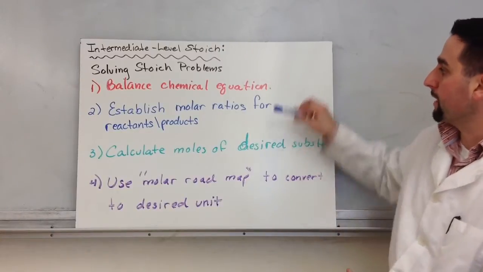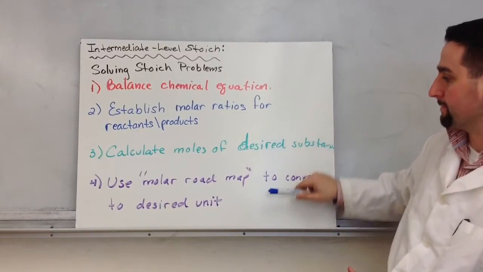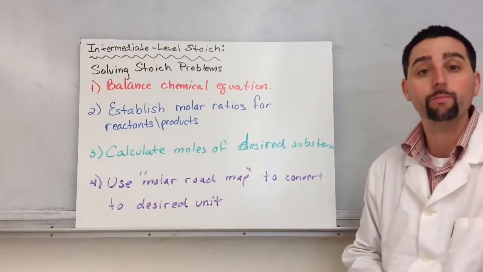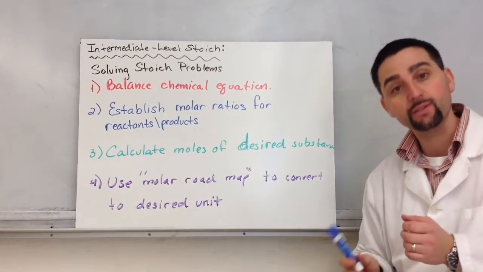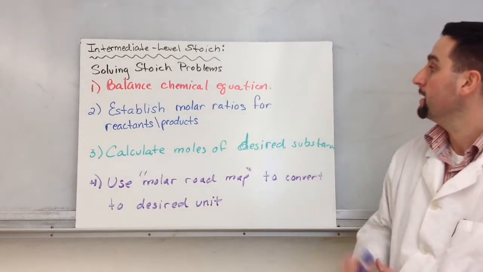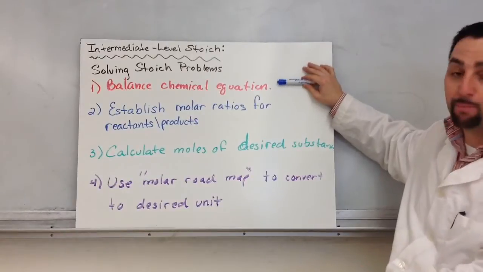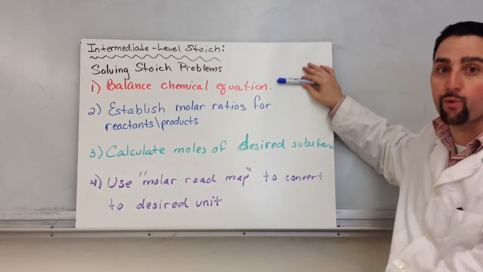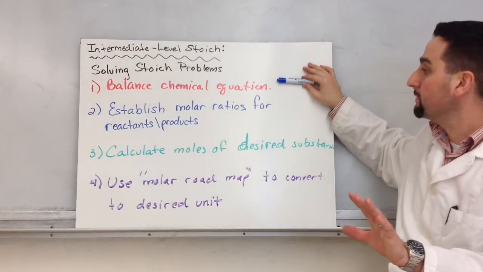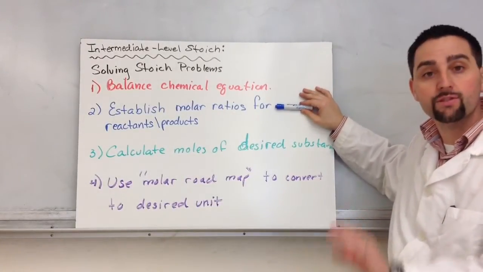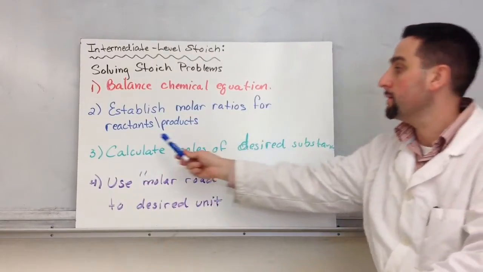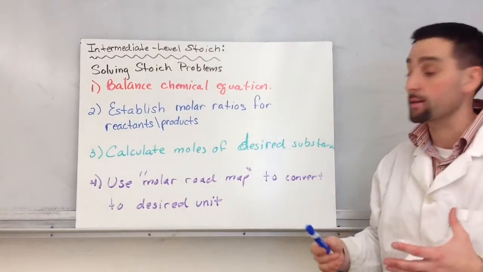solving stoichiometry problems, nothing has really changed except in purple marker here, we're going to use the molar roadmap to go between grams, liters, molecules, etc. So as always, you want to balance the equation first before you do anything else in stoichiometry. Balance the equation. Looking at those ratios of moles, establish your molar ratios between the reactants and the products.